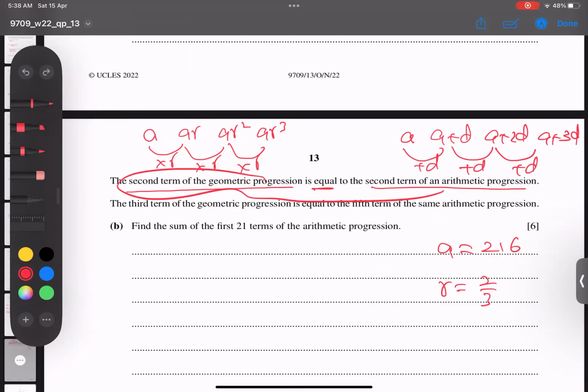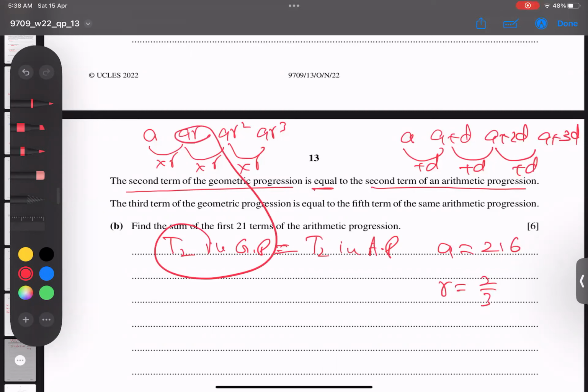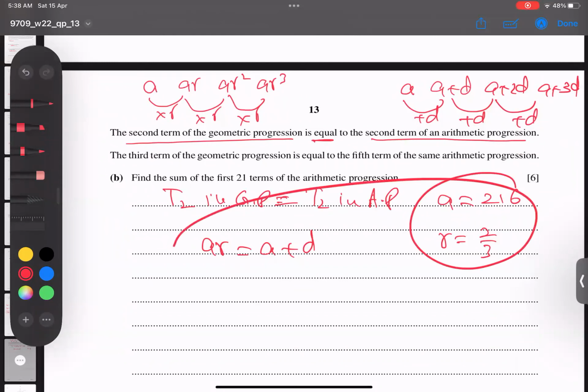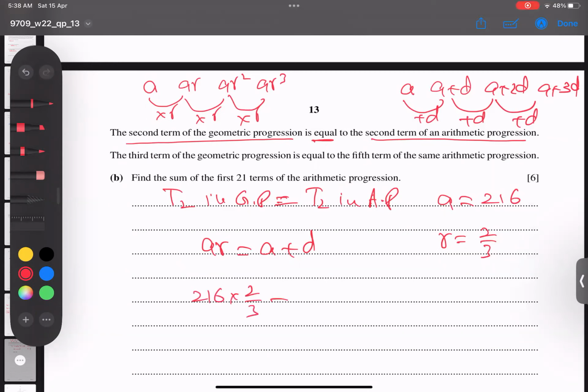So I can say here, T2 in GP is equal to T2 in AP. The second term in GP is this and in AP is this, so put them equal to each other. So AR equals A plus D. I believe it is very clear. I can plug in the AR value from here in the question. So A is 216 into 2 by 3, and minus 216 equals D. How come this A goes this way and the A value is given here? It's just a matter of typing in the calculator, I will get my D value.